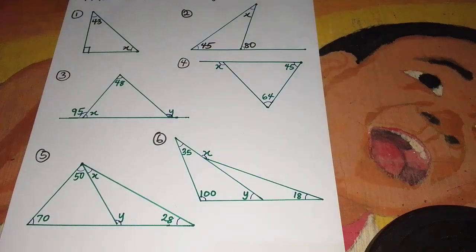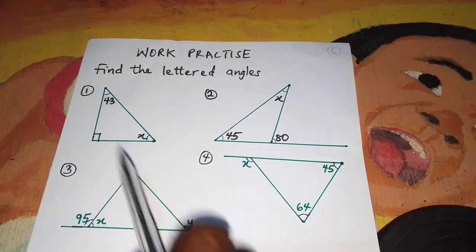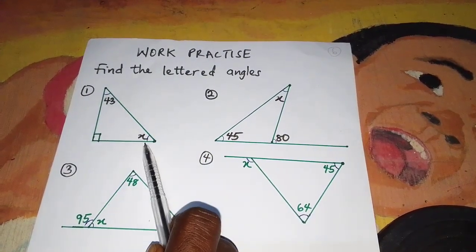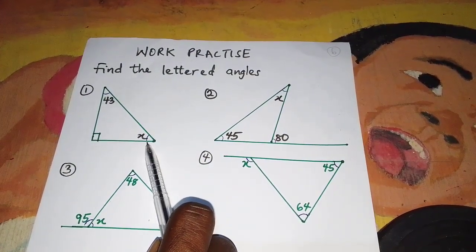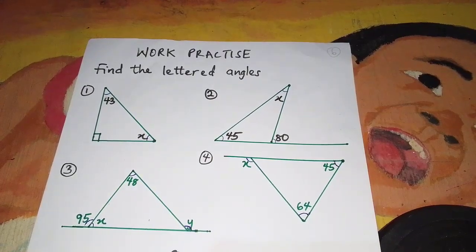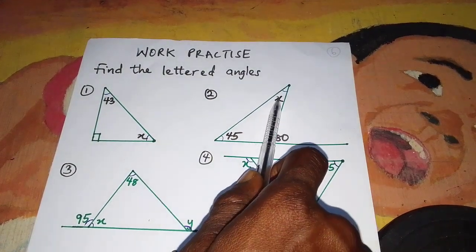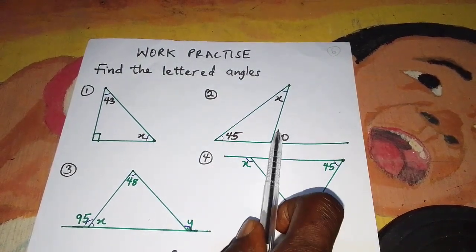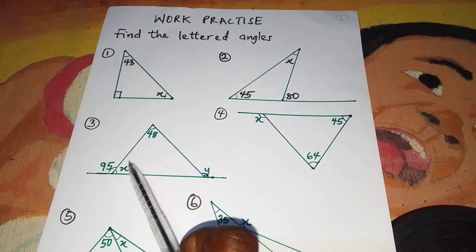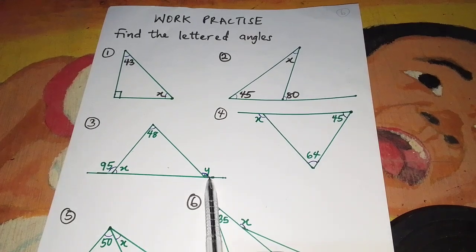Now let's look at this work practice. Number one, you have a triangle, a right angle triangle. So this angle 43, you are told to look for x. And you should know that if you have a right angle here, it means the angle is 90 degrees. Another one here, you have this triangle, this one is x, this one is 45. You are given the angle outside here, which is an exterior angle.